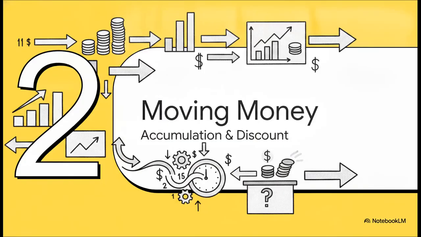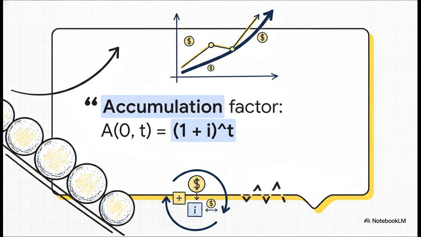Okay, moving on to Section 2, moving money through time. This is the engine of accumulation and discounting. With our alphabet sorted out, let's actually look at the mathematical machinery. This is the stripped-down math of exponential growth. It's where your money and the interest on that money accelerates like a snowball rolling downhill. The formula is simple. Your accumulated value at time t equals your principal multiplied by 1 plus I, all raised to the power of t, which represents the number of years. That exponent is the secret sauce to the snowball effect.